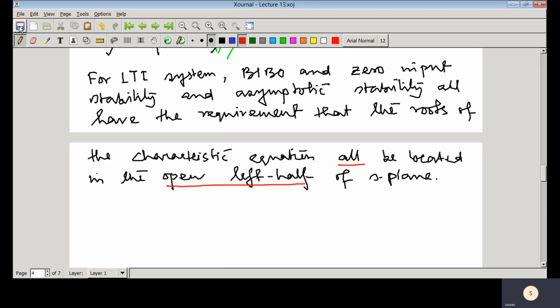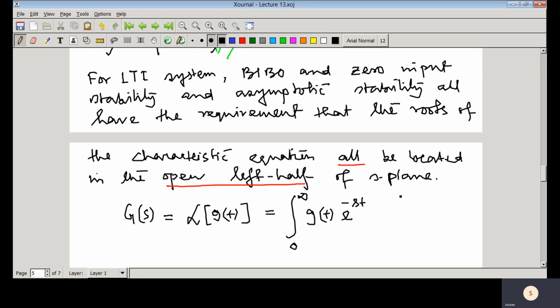So let us see a simple thing, that means how to show that this particular thing works. So here you can see that G(s) is the transfer function, and we know that this is actually the Laplace transform of the impulse response g(t). So then if you just write it using the definition of Laplace transform, that is integral of g(t) e to the power minus st dt.